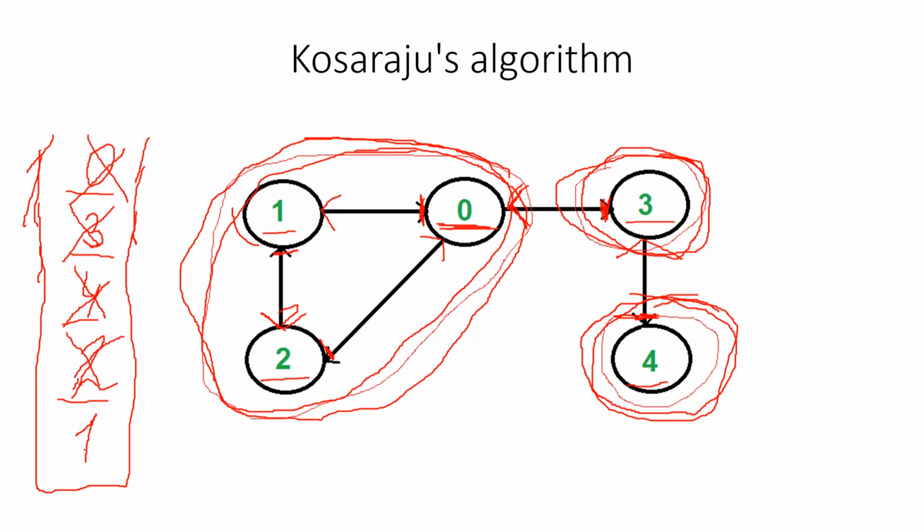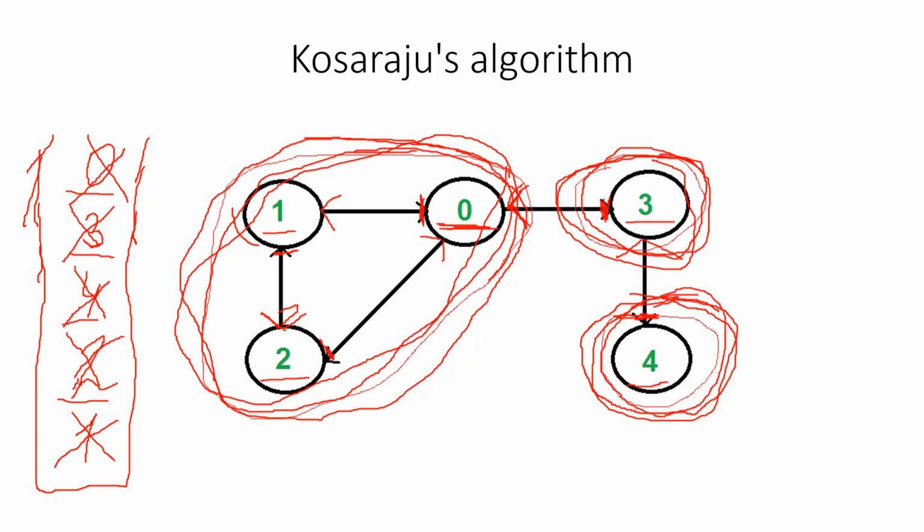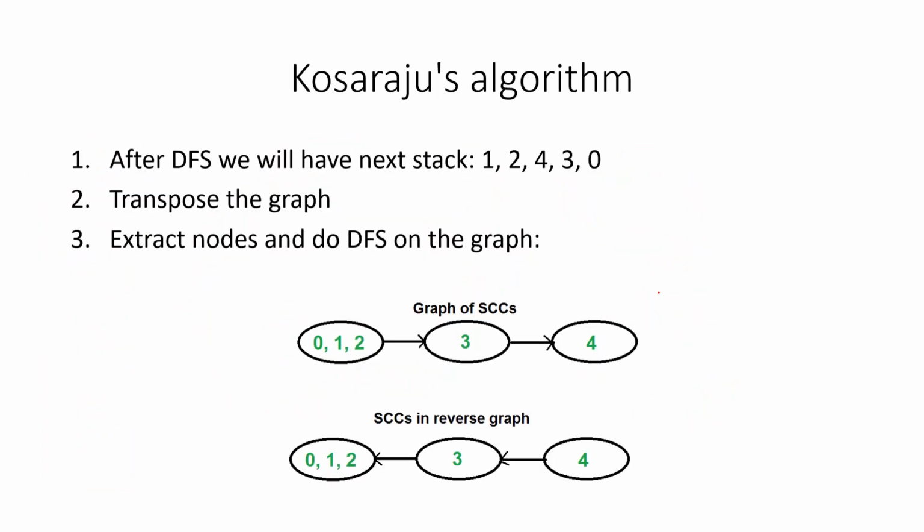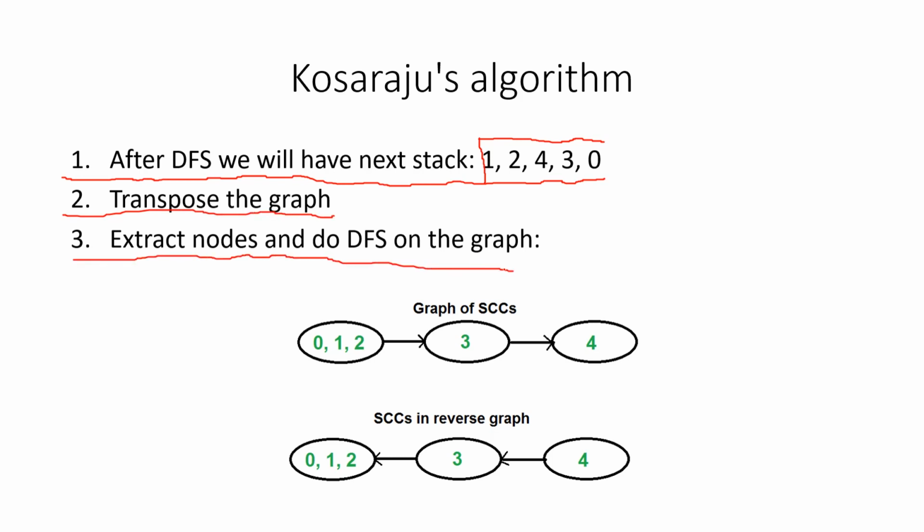Then we have 1, and 1 we already discovered, so we remove 1 from the stack, and that's it. So our stack is empty. So this is how we find the strongly connected components. So here is the step by step. Overall, we can say that after doing DFS, we'll have this kind of stack. So the stack will be like this, right? Then we transpose the graph, and we extract nodes from the stack and do DFS on the graph.